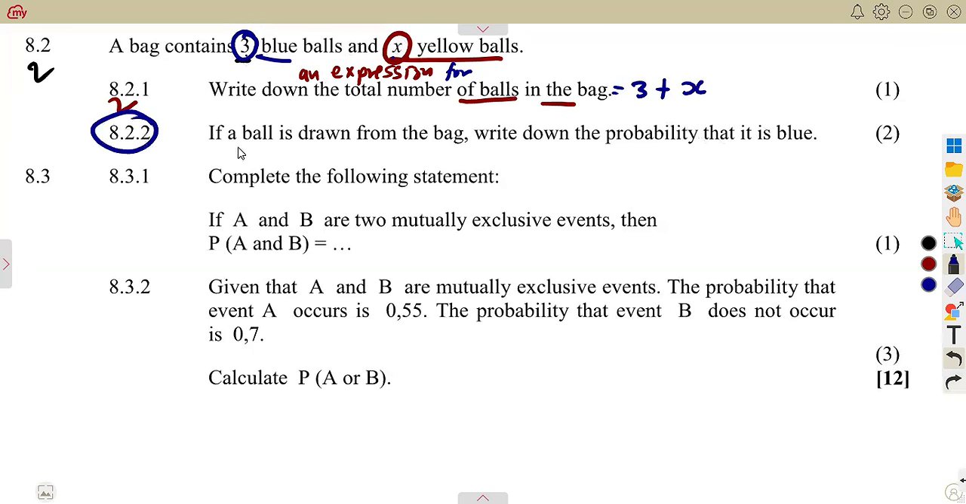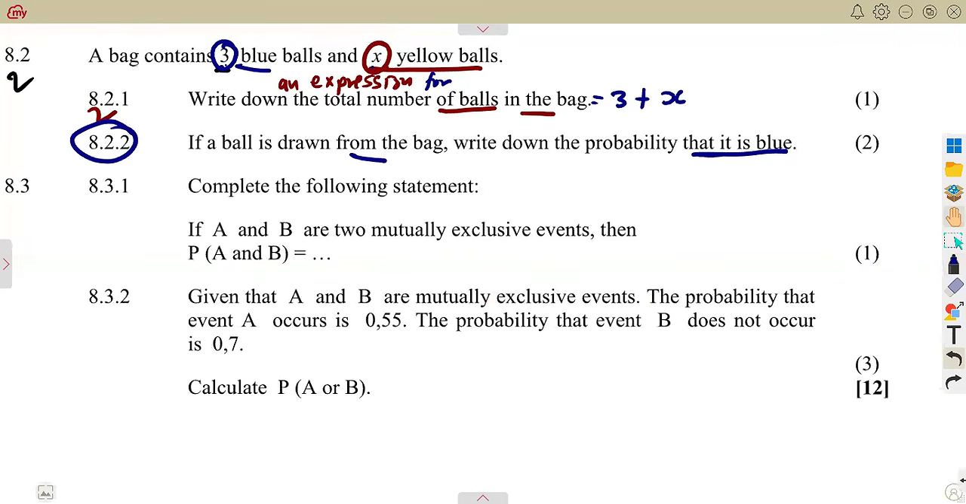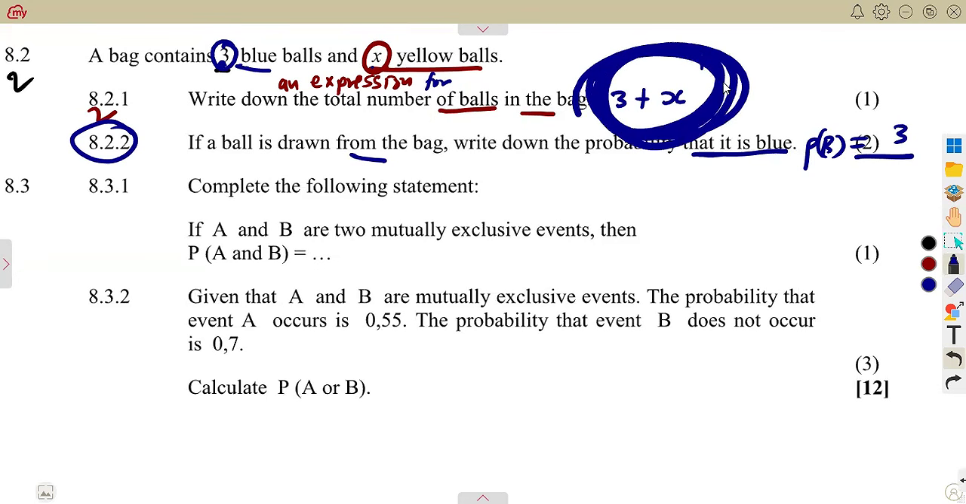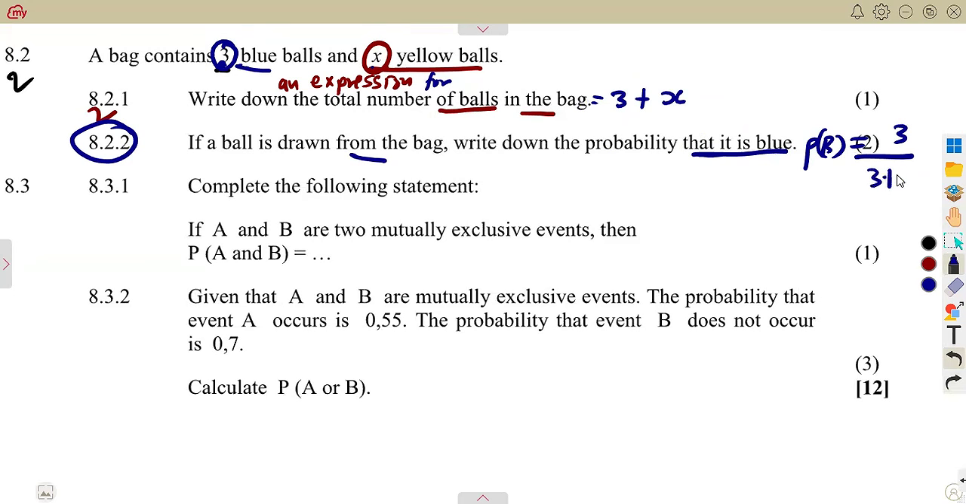So if a ball is drawn from the bag, write down the probability that it is blue. How many are blue? That is the question. The probability of being blue, how many are they? They are 3, which are blue. Out of the total, what is your total? It is 3 plus x.